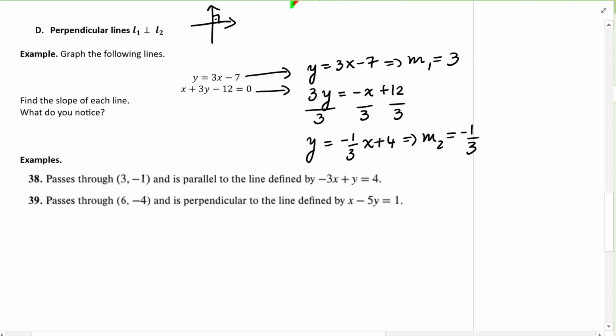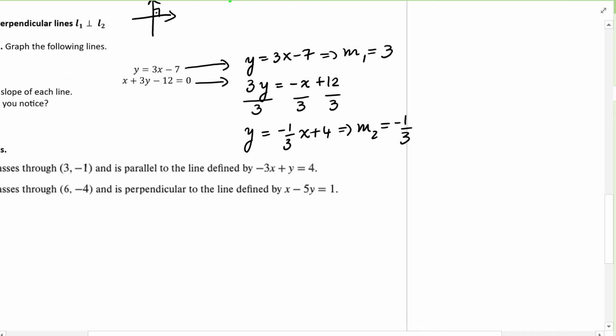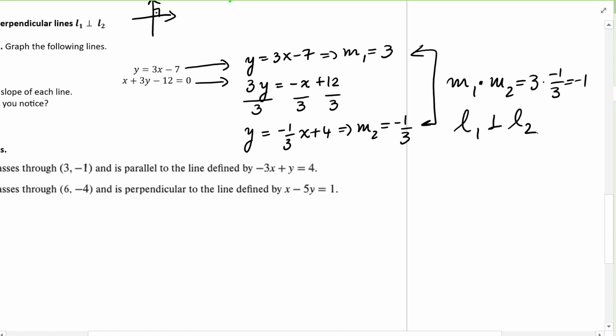Well, these slopes, if I multiply them together, I get 3 times negative 1 over 3, which is negative 1. When that happens, when we multiply the slopes together and get negative 1, the lines are perpendicular. So that's a rule: if line 1 is perpendicular to line 2, the product of the slopes of the two lines is negative 1.